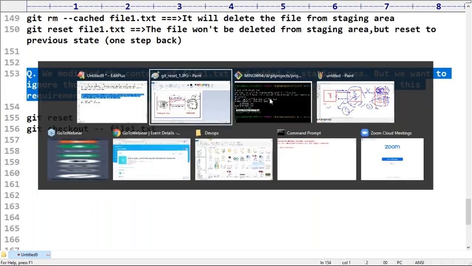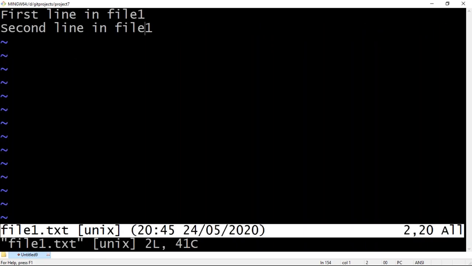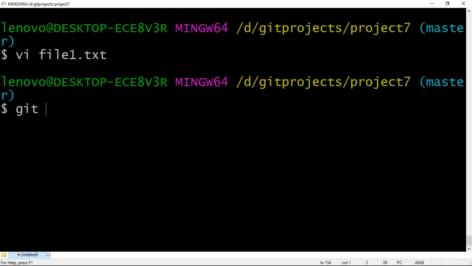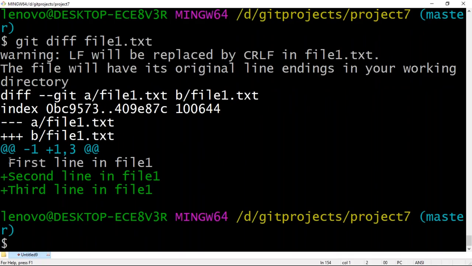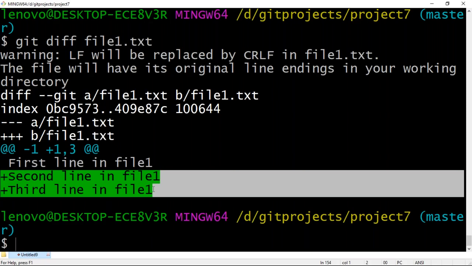Let me show practically whether it is really happening or not. vi file1.txt. Here I already added one line. Let me add the second line also, and a third line in file1 like this. Now observe git status. The staged copy of file1.txt contains one line, but the working directory contains 3 lines.